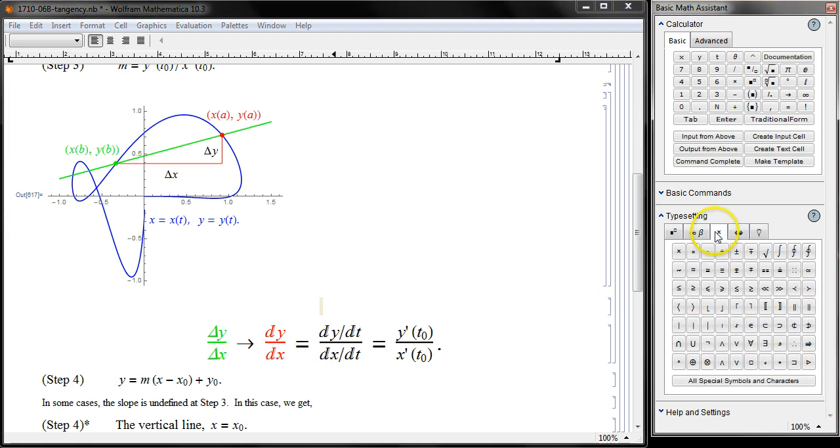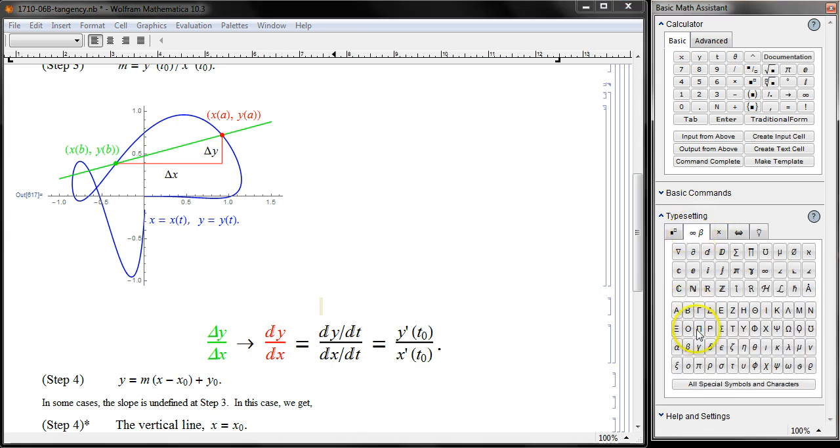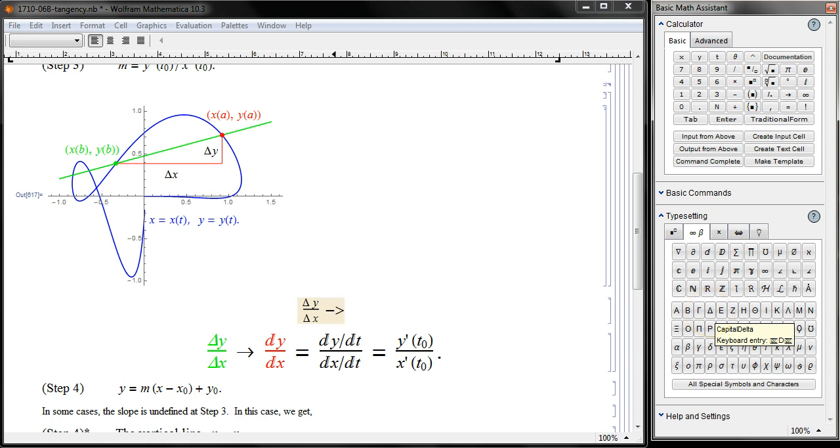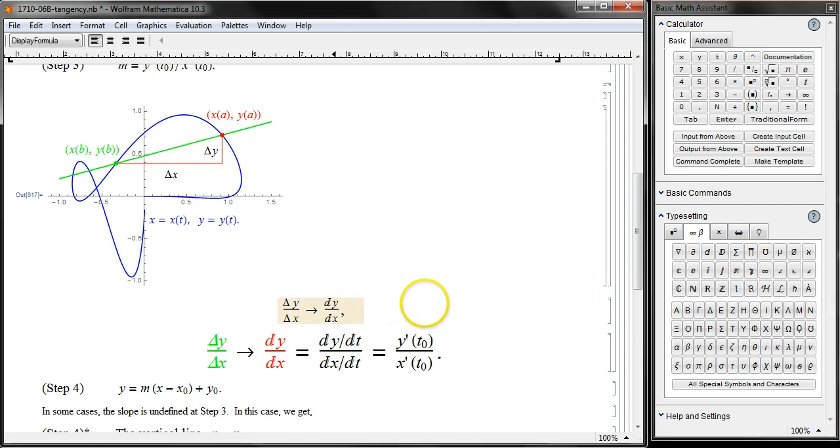So we have the slope, delta y over delta x, and that is getting closer and closer to dy over dx. Yes, that is true. But then again, we can view it in an alternative fashion like this.